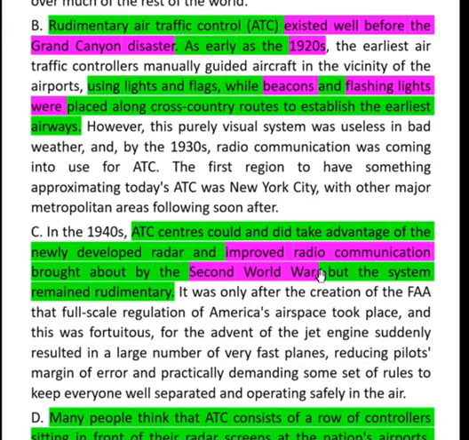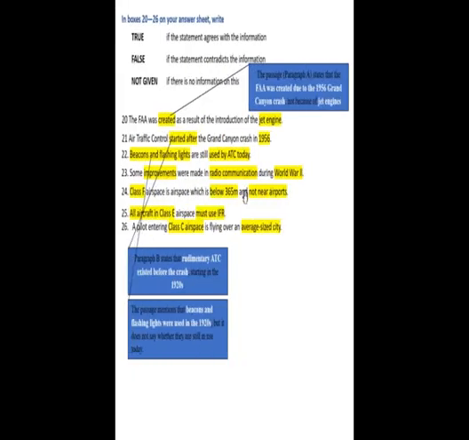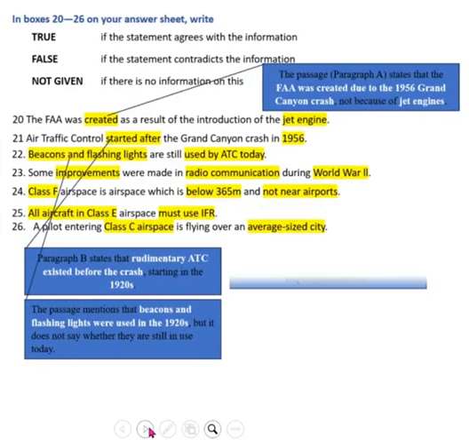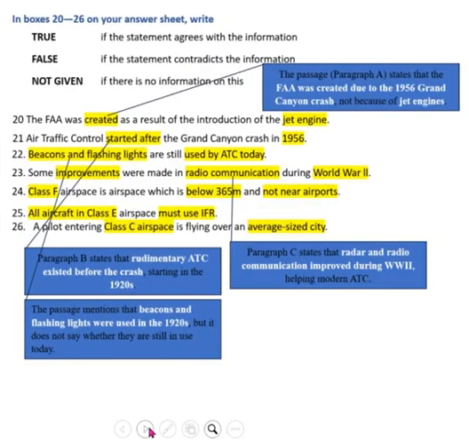Having established the keywords, we go back to the statement and check whether the statement is true, false, or not given. Paragraph C states that radar and radio communication improved during World War II, helping modern ATC. You are left to decide whether this statement is true, false, or not given.